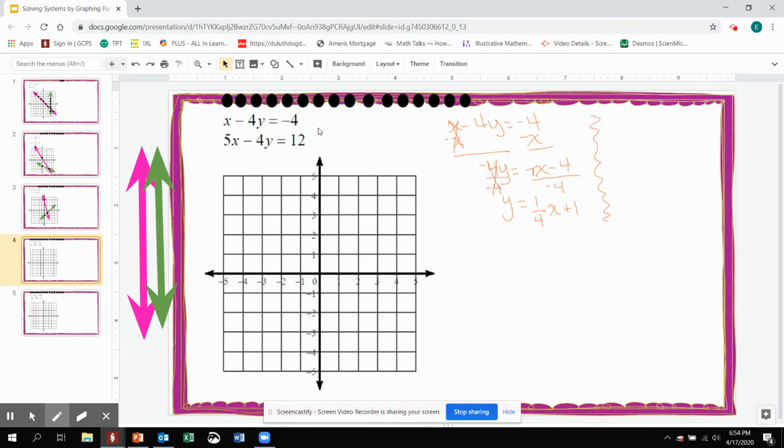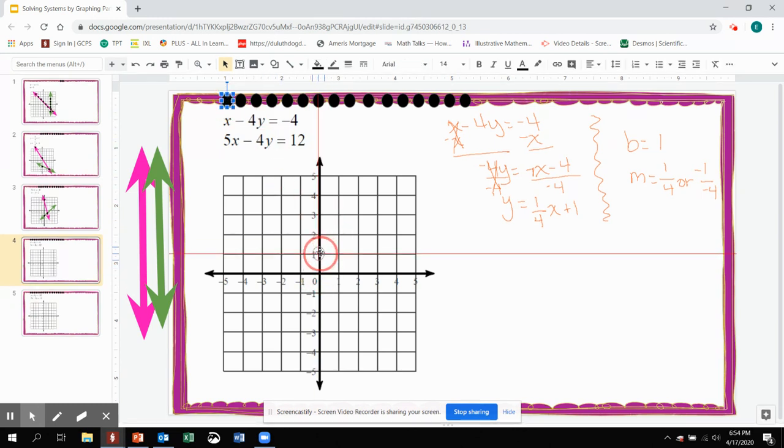Now, we'll use this to find our y-intercept, which is right here, positive 1, and our slope, which is our coefficient of x, so in this case it's 1/4. And 1/4, because it's positive, is actually the same as writing negative 1 over negative 4. So we're going to start with our y-intercept, which is positive 1. And then we'll use our slope to find some more points. So if we use our slope of positive 1 over positive 4, that's up 1 as my rise and right 4 as my run.